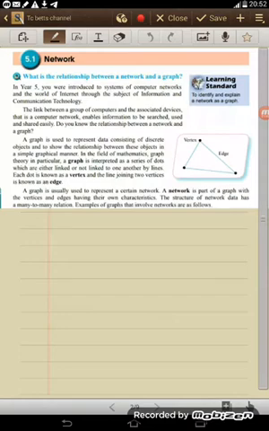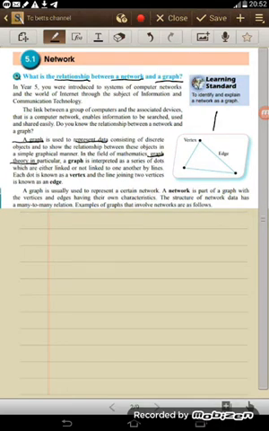So for 5.1, under the title of network, we will first see what is the relationship between a network and a graph. Okay, we start with a graph. A graph is used to represent data. This one we all know, and we used to draw graphs with simple lines and sometimes curves. But today we are going to learn about graph theory. So graph theory, what is it?